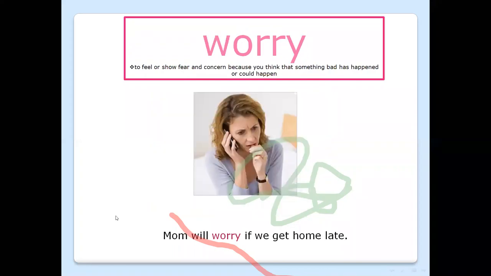Next word is worry. To feel or show fear and concern because you think that something bad has happened or could happen. Mom will worry if we get home late. Again, why did we double the R here? Because we have vowel, consonant, consonant, vowel.